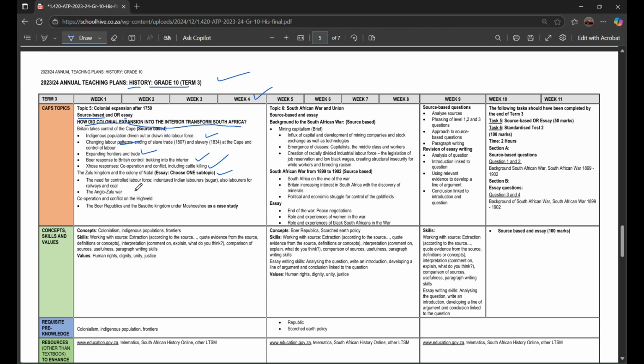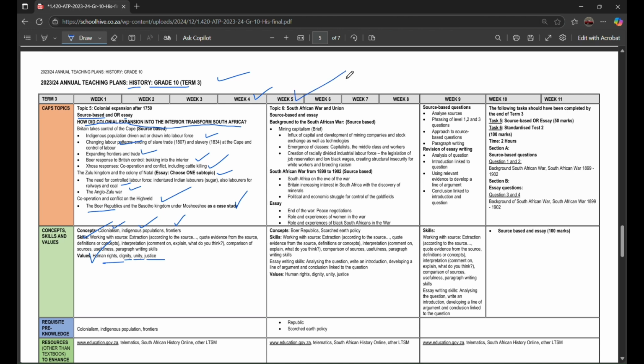The need for a controlled labor force, indentured Indian laborers for sugar, also laborers for railways and coal. The Anglo-Zulu War, cooperation and conflict on the Highveld, the Boer republics and the Basotho king, Moshoeshoe, as a case study. Within the concepts, there will be colonialism, indigenous population, and frontiers. And they're going to focus on the skills and values of human rights, dignity, unity, and justice.